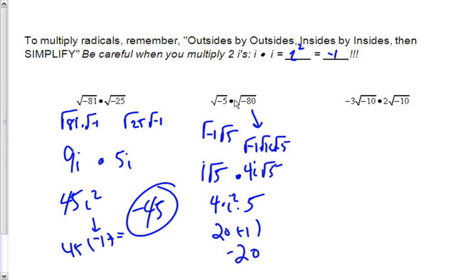Look what happens if you just multiply them to start. You would get just positive 400. And then the square root of 400 is just 20. But you would lose the negatives. So that's what's very important here. All right, so be careful.